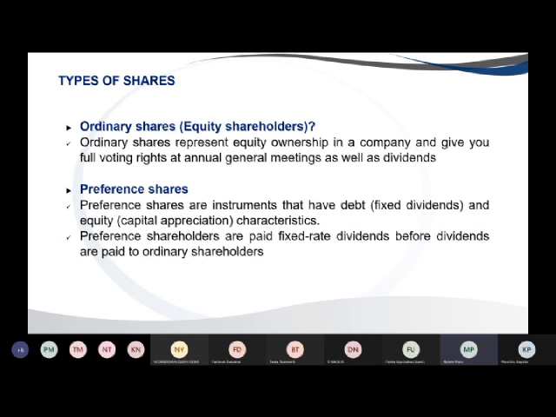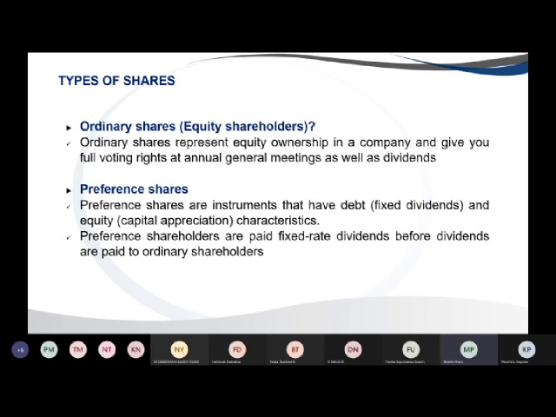Then we're going to have the preference shares. It's our second type of shares. The preference shares are the instruments that have the debt, fixed dividends, and equity, the capital appreciation characteristics. If we are moving towards the IFRS there, it might be maybe not at 1502, where we're dealing with learning unit 8. So that issue will also be revisited where we're dealing with financial instruments. Preference shares tend to play a very interesting role in terms of how these things work.